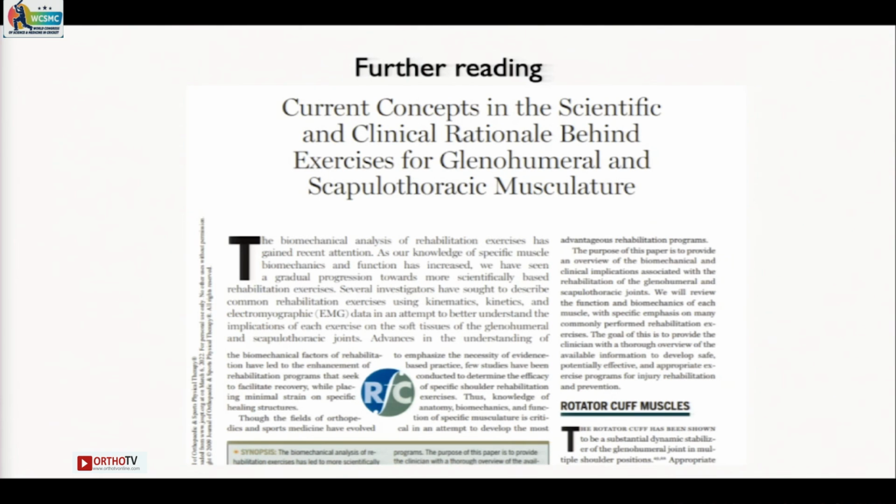This is the article. You can further know which exercises you should focus on in shoulder rehabilitation. The take-home message is, I have seen many physios doing the empty can exercises. You should focus more on the full can exercises.